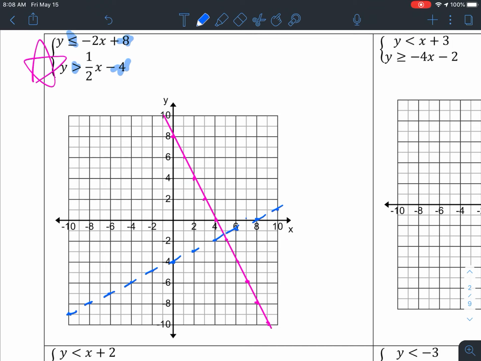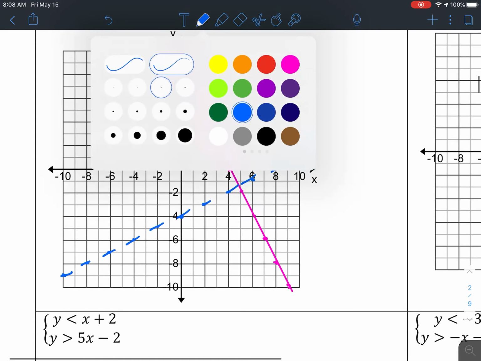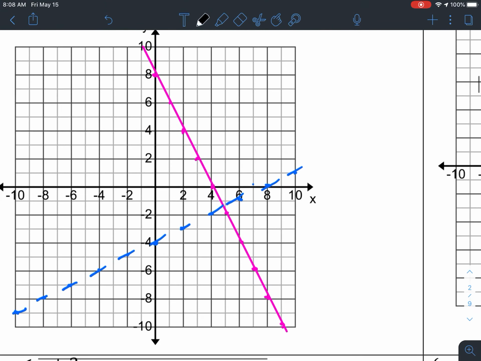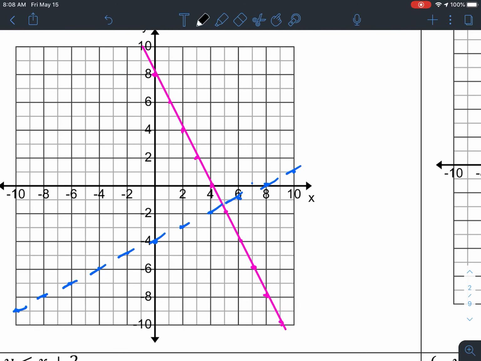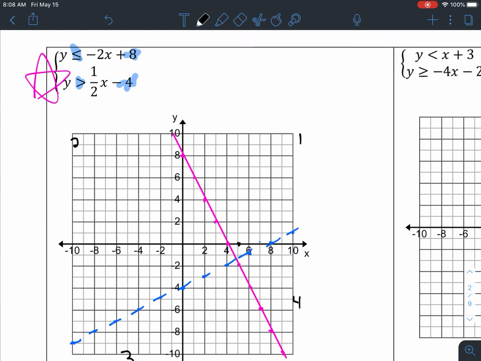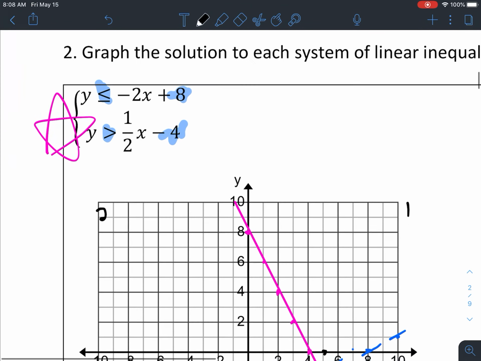Now we have to find which side we shade. Okay, so now we're going to test this out. We're going to pick numbers, and I'm going to use a black dot to pick numbers. In this top, we're going to call zones 1, 2, 3, and 4. So we're going to do zone 1 first. We're going to do x as 5, y is 0. Okay, so let's see if it works.